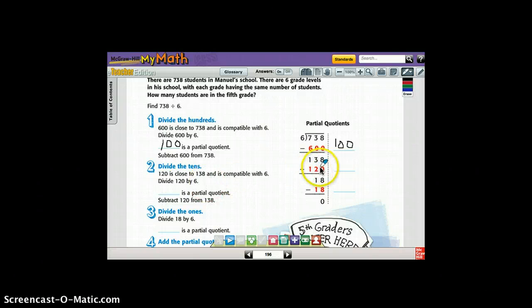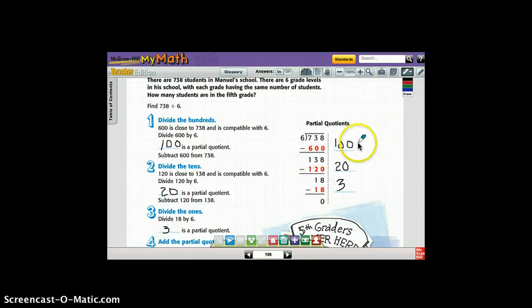So we'd have to subtract out that 120 from the 138 then, and 120 divided by 6 would be 20 then. Because remember, 12 divided by 6 would be 2, and then we can put that 0 on the end. So then when we subtract 138 minus 120, there's 18 left. So 20 is our partial quotient for the tens place. So now we just have to divide this 18 by 6. Well, that's an easy one, so we don't have to think of a compatible number for that. So 18 divided by 6, and we get 3. So 3 is the partial quotient in the ones place.